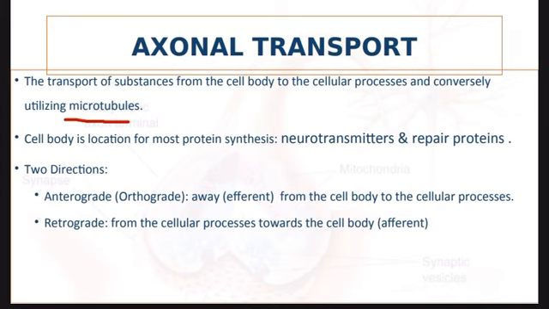Any cells need circulation through them. The cell body is located for most protein synthesis, so they have neurotransmission and the repair of the proteins. Okay, we have two directions of it. We have the anterograde, which is away, and we have the retrograde, which is from the cell body.